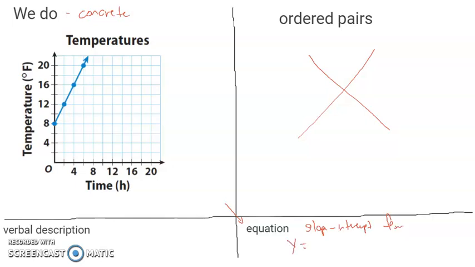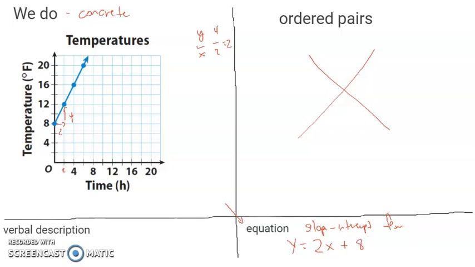Y equals, let's see, let's start with the slope. Looks like each time x increases by 2, notice that's 2, not 1, the temperature increases by 4. So the y to x ratio for that would be 4 to 2, which is 2. So that's a slope of 2 and an initial value of 8, a y-intercept of 8.